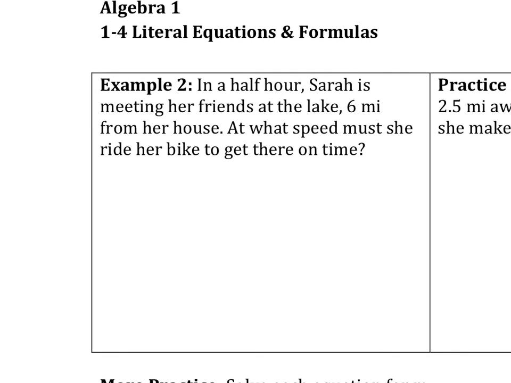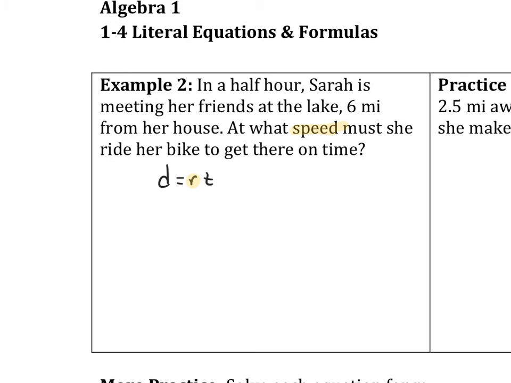In a half an hour, Sarah is meeting her friends at the lake, which is 6 miles from her house. At what speed must she ride her bike to get there on time? So we're assuming she maybe has a speedometer on her bike, or she has an iPhone app with GPS that shows her speed. Okay, so remember our formula starts off like this. D equals RT. But we're asked to find what speed? In other words, how fast is she going?